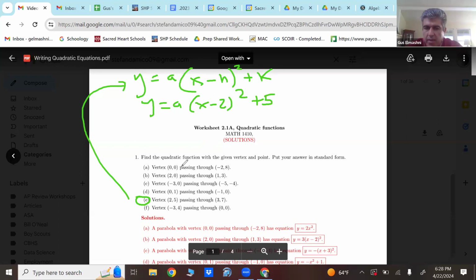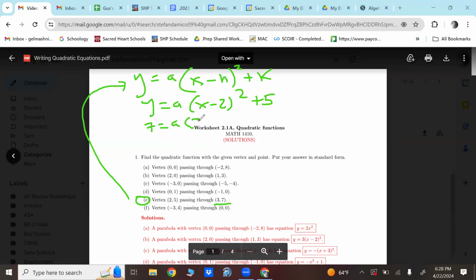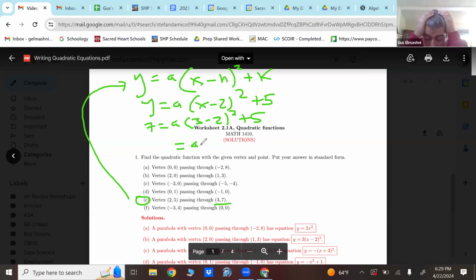That's your H and K. And then you could plug this in for x and y. So when you work it out, tell me what you get for A. You solve it. You get A.